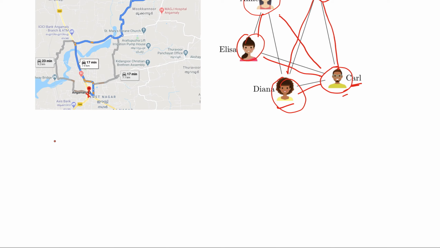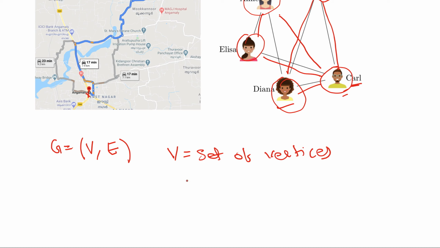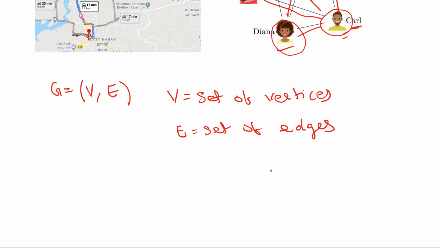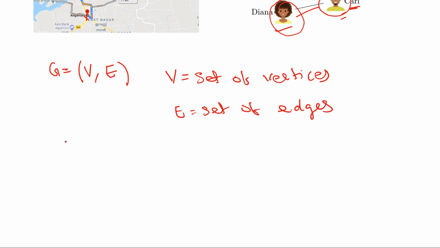Mathematically speaking, a graph in graph theory is defined as G equal to the combination of two different sets, V and E, where V is the set of vertices and E is the set of edges. So I will give you an example.